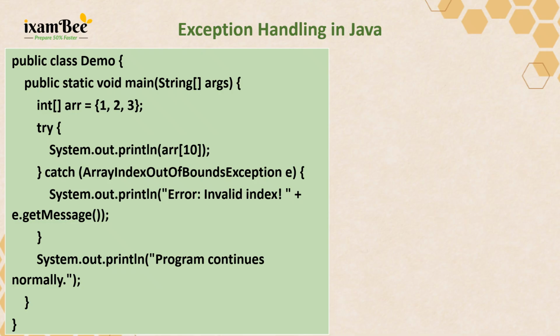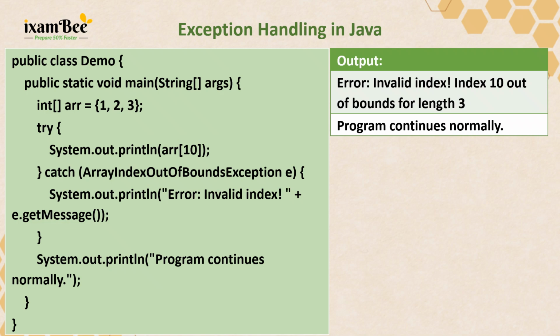Here we have an integer array ARR with three values 1, 2 and 3. We are trying to print ARR of 10. This will raise an exception. So we have enclosed the statement within the try block. The catch block is going to handle the exception. It will print the error invalid index and also get a message associated with this particular exception. After this, the program would continue normally.